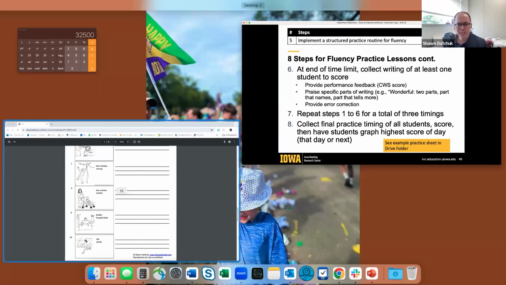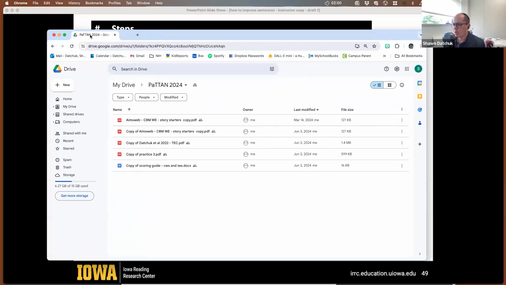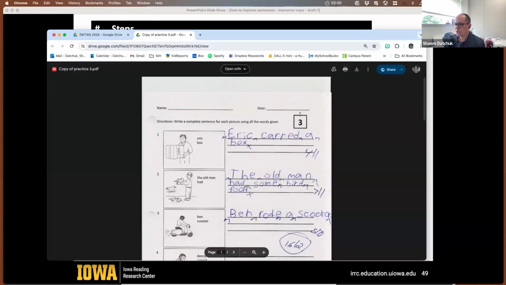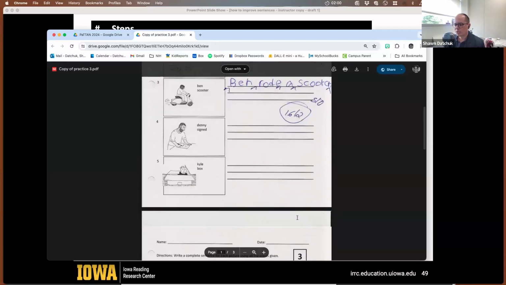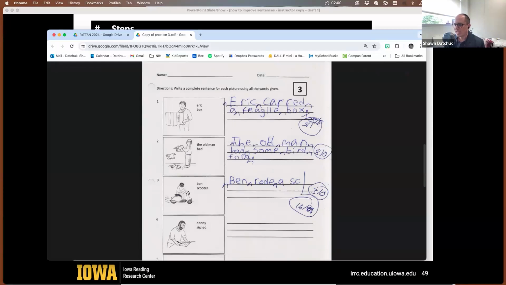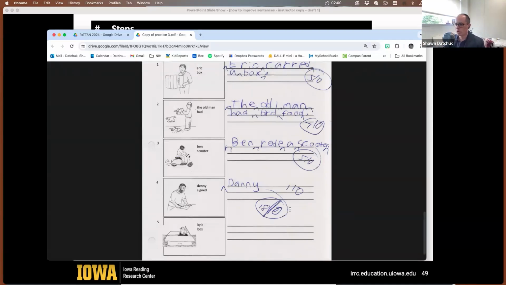So here, inside of the Google Drive folder that I shared earlier, would be an example of what we typically see students do. On this first sheet, they had a score of 16 and 2. So that was on their first timing. Their second timing, it was 16 and 1. So getting there. And then their last timing was 18 and 0. So what we see is that students make incremental growth across these timings.